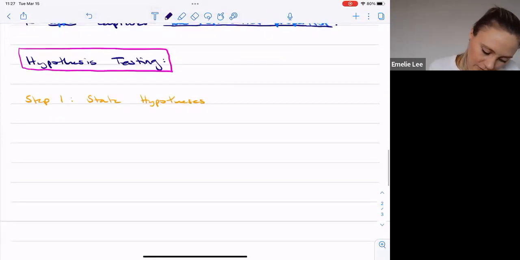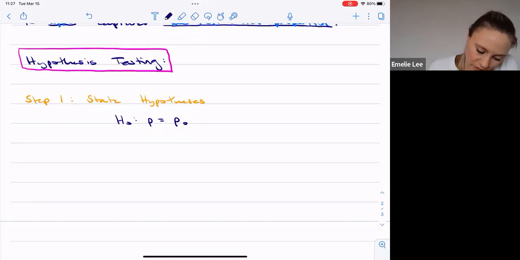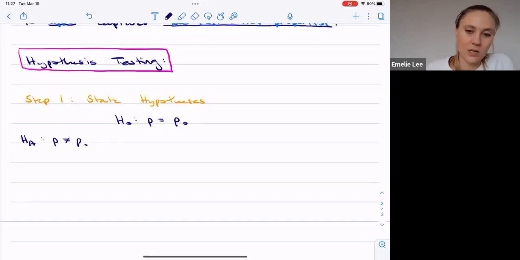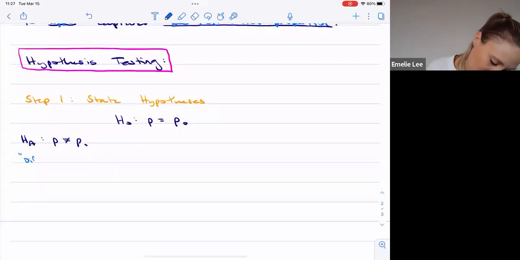So here we have the null hypothesis is that P is equal to P naught. That's the case regardless. That's always going to be your null hypothesis. Your alternative hypothesis will depend on the question, right? So you could have an alternative hypothesis that P is not equal to P naught. Is there a difference? Has there been a change? Keywords like difference or change.